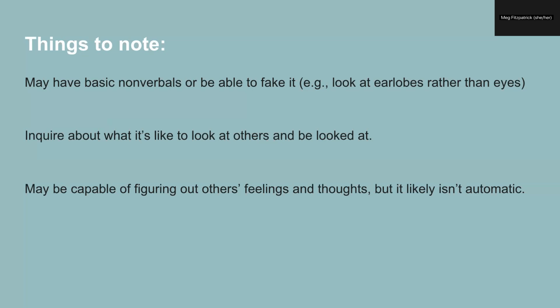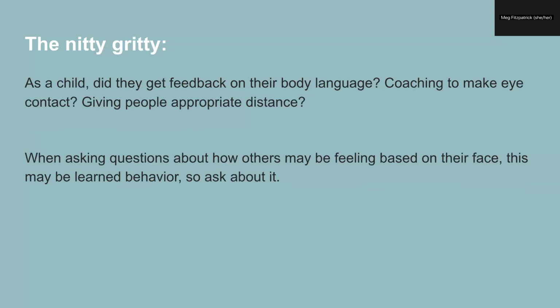Sometimes we will also have clients who are incredibly empathetic and read people really well, but then may misinterpret. So they may think that someone is looking upset, but the person's in fact fine. The nitty-gritty is what kind of feedback did they get on their body language as a child? Did they receive coaching to make eye contact? Were they too close or too far away from peers? When asking questions about how others may be feeling based on their face, this may be a learned behavior. So ask about it. They may have learned to understand how others may be feeling based on their face over time, rather than feeling that it's an inherent ability.